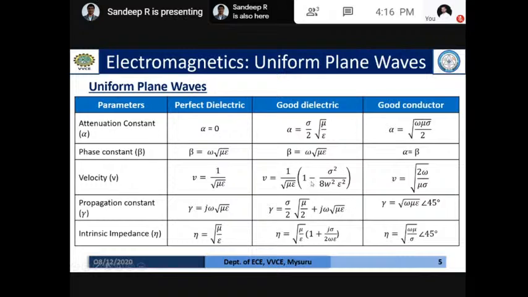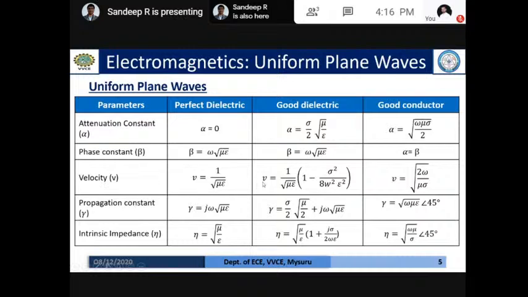So in all these different mediums, what are the parameters associated with uniform plane waves? So you might have derived all these equations. So this will help you in solving some of the problems on uniform plane waves. So in the perfect dielectric, attenuation constant alpha is equal to 0. For good dielectric, it is sigma by 2 root of mu by epsilon. For a good conductor, it is root of omega mu sigma by 2. So similarly, phase constant for good conductor, alpha is equal to beta. For perfect dielectric, it is omega root of mu epsilon. And for good dielectric, this is approximated as omega root of mu epsilon.